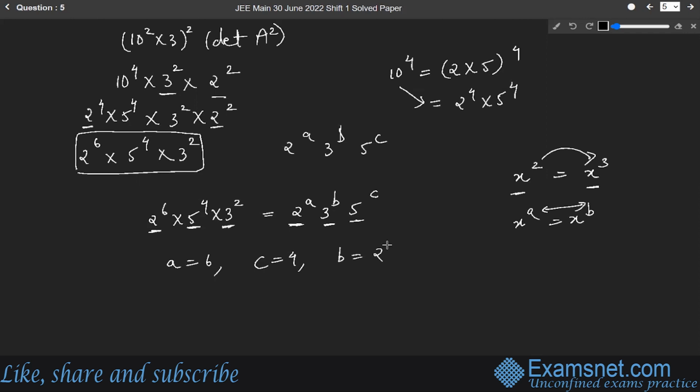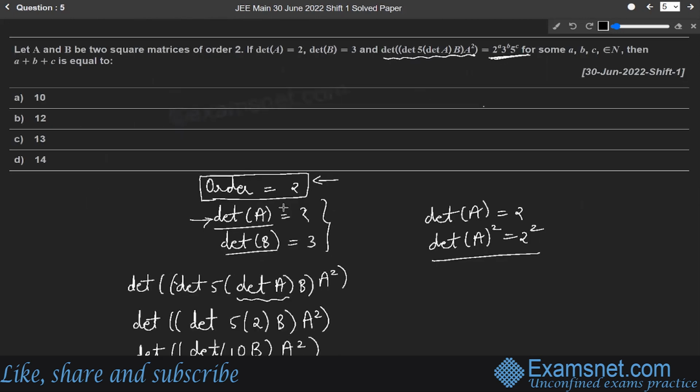But we want to find the sum. Sum means A plus B plus C. So it will be 6 plus 2 plus 4. 6 plus 2 is 8, 8 plus 4 is 12. So the sum of A plus B plus C is equal to 12. Now let us look at the options. What are the options? 10, 12, 13 and 14. So the correct option is option B, which is 12.